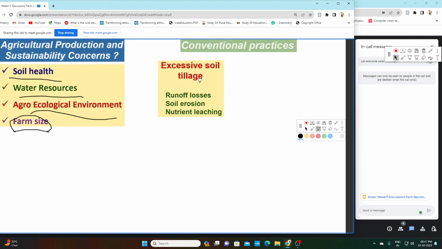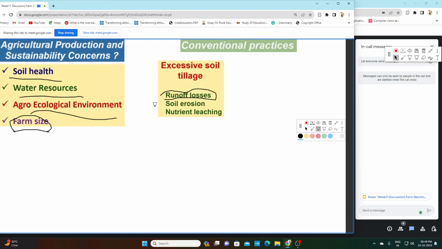First is excessive soil tillage. By excessive soil tillage, we are facing runoff losses, because soil tillage means the loosening of the soil, or mechanical manipulation of the soil. Whenever we are doing mechanical manipulation of the soil, there are more runoff losses, because the water will not stay at one place. It will run off easily, because the soil is soft. So that is one of the problems of excessive soil tillage.